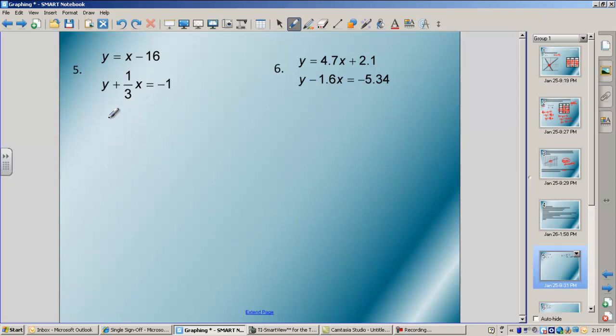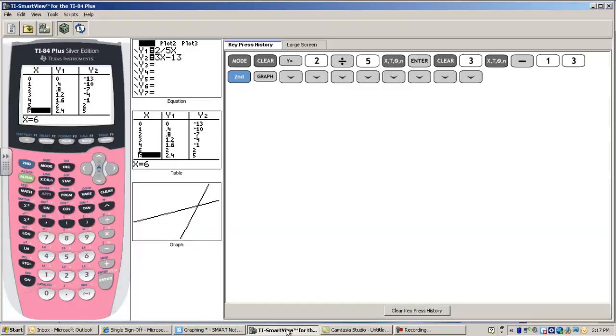So this first one, I'm going to have to get y by itself. So I'm going to subtract 1/3 x. So it becomes y equals -1/3 x minus 1. And then my other equation, this one right here, is already in y equals. So we're going to use our calculator. So we're going to go back to our calculator.